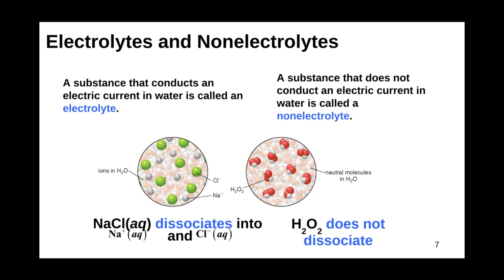So salt, just table salt, sodium chloride, NaCl, dissociates in water. You should remember that hydrogen bonding of water will pull sodium chloride apart, causing it to dissociate. Now, once it dissociates, we have positive sodium ions and negatively charged chloride ions, both dissolved in an aqueous solution. Those charges themselves, the plus and the minus, help conduct an electrical current, thus making sodium chloride an electrolyte.